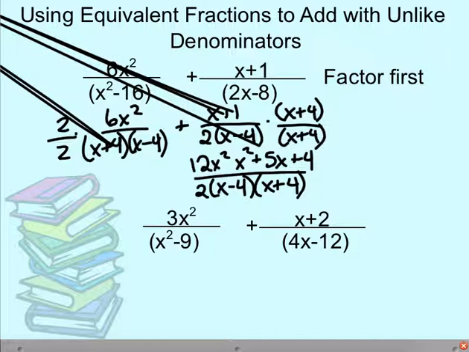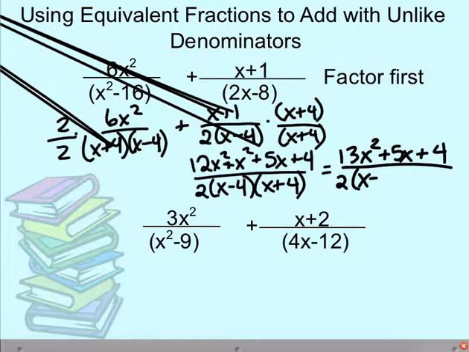And you can check that out yourself by multiplying it out with FOIL or the box method or whatever you desire. And then I can factor here, or I can add up my like terms to get 13x squared plus 5x plus 4 over my 2 times x minus 4 times x plus 4. I don't believe that 13x squared plus 5x plus 4 can be factored. You can check that, make sure that we're not missing anything, but just for sake of time, we're going to go on and say x cannot be 4 or negative 4. But of course you can try and factor that 13x squared plus 5x plus 4.